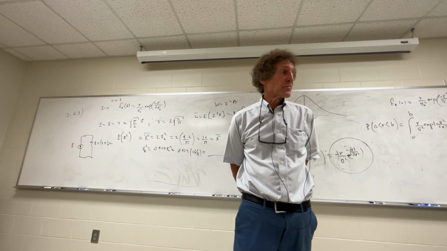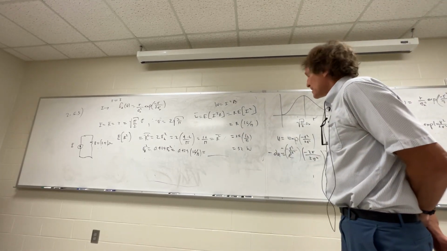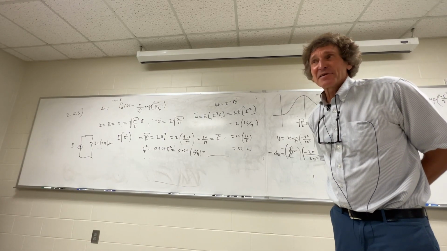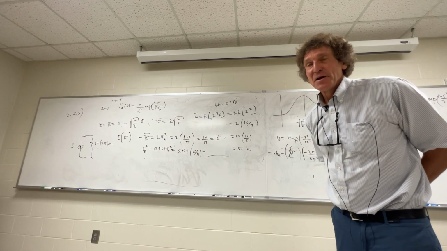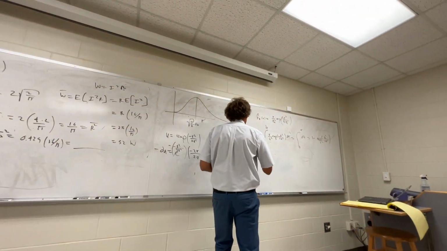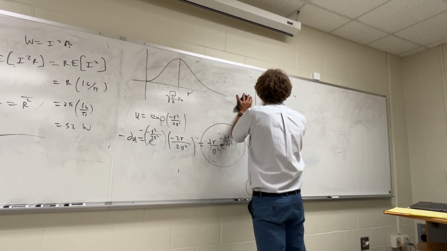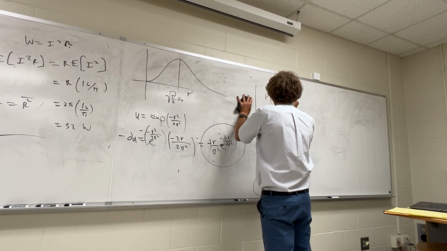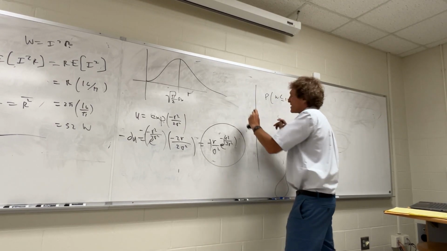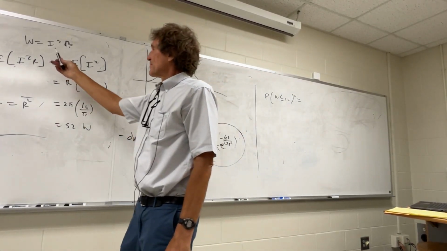What's the next part of that problem? Find the probability that the dissipated power is less than or equal to 12 watts. Okay, how are you going to do that? You can do it a couple ways. How are you going to do it? What's the probability the power is less than or equal to 12 watts? I'm going to put it here. Think about it, guys. How do you do this? What's the probability of omega less than or equal to 12? Power less than or equal to, come on, guys.